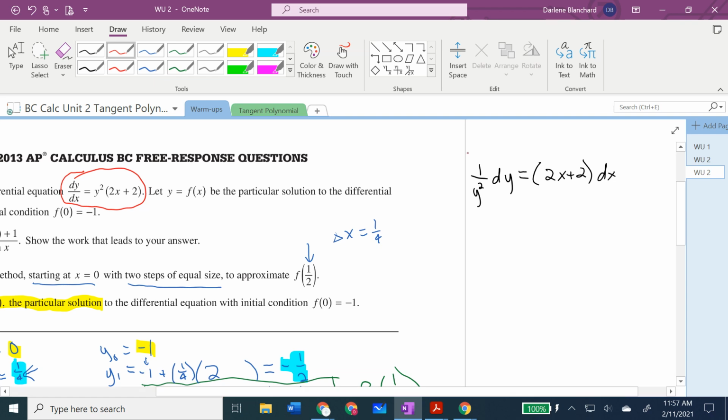All right, then it's integration time. This is y to the negative 2, so I add 1 to the negative 2 and divide by that new exponent, and then integrating x squared plus 2x plus unknown constant. If you don't write that unknown constant, you might as well stop now because you're not going to get any more points. Don't forget that constant.